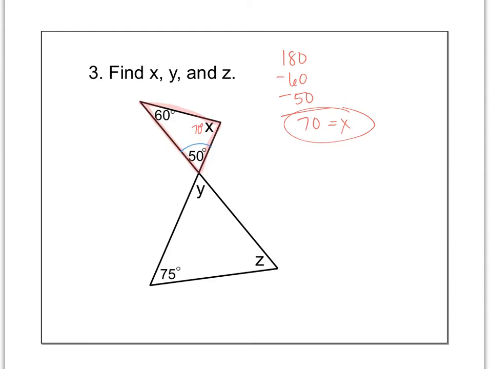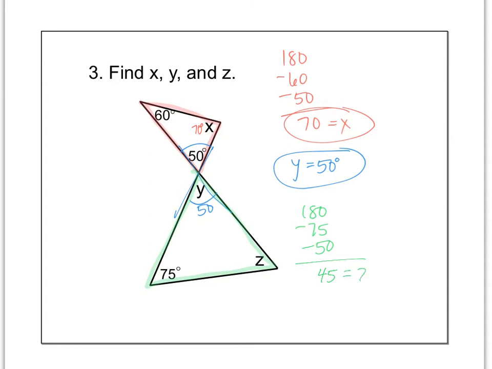Now, Y, think about these 2 angles right here. When you have an X like this, they're called vertical angles if they're right across from each other. And they will be the same size. So Y is 50 degrees. And then finally, to find Z, we're going to do 180 minus 75 minus 50. We're going to use this bottom triangle down here. And the 3 corners must add up to 180. So 180 minus 75 minus 50 is 45. So Z is 45 degrees.